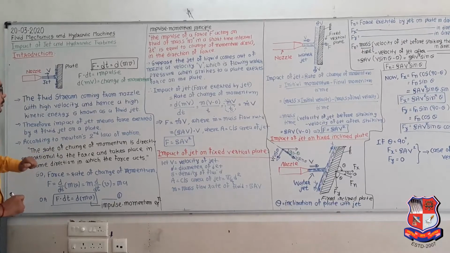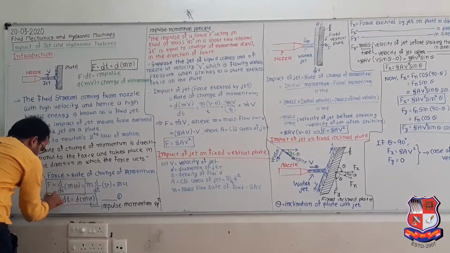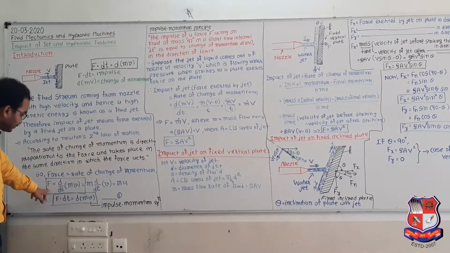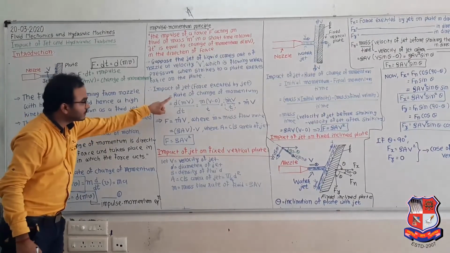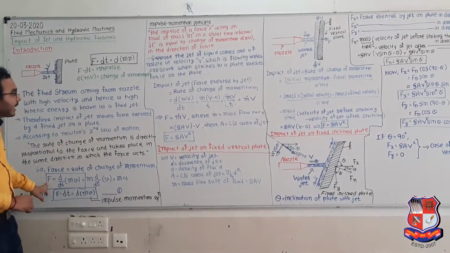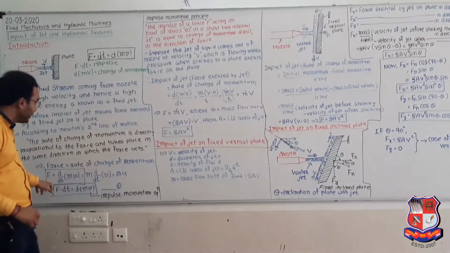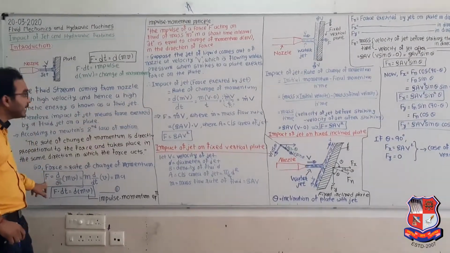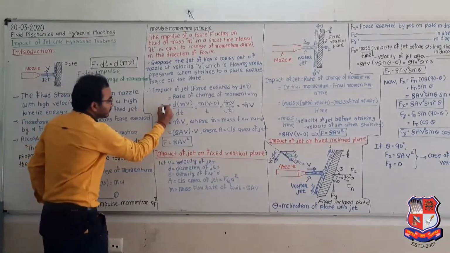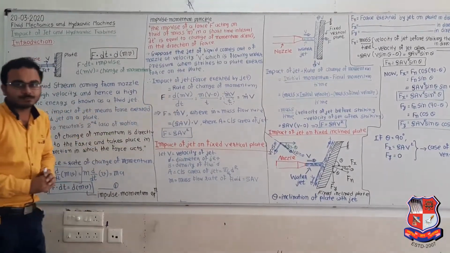Now we will again utilize this equation, that is force. Let me remind you that impact of jet is actually the force exerted by the jet. So this F is equal to rate of change of momentum. The same equation is written over here also. If you see F, this will be our F. F is equal to time derivative of m into v.